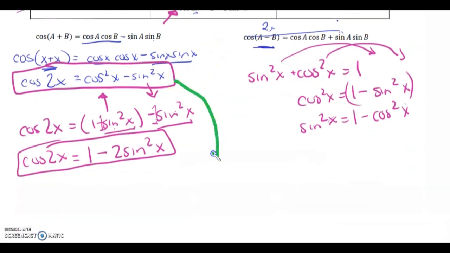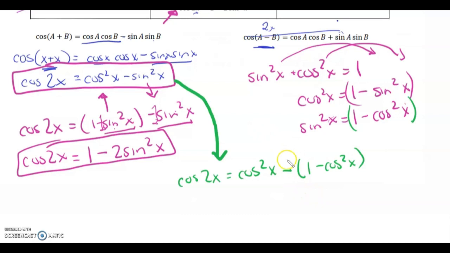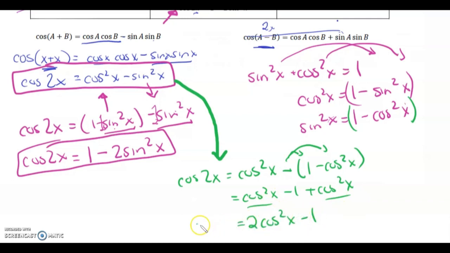Let's do the last one. If we had cos 2x equals cos squared x minus, this time let's sub in for sine squared x. Sine squared x is, bracket, 1 minus cos squared x. We will have to distribute this negative sign into the bracket. So cos squared x minus 1 plus cos squared x. We have like terms. We get 2 cos squared x minus 1. And that is our third equivalence for cos.